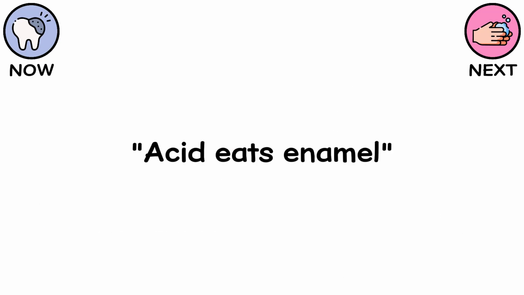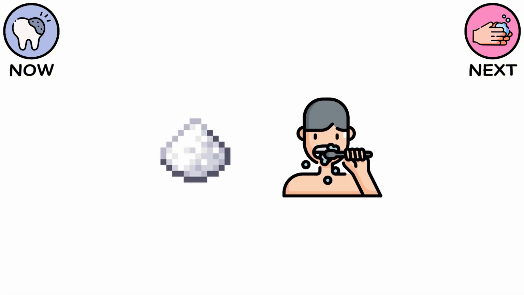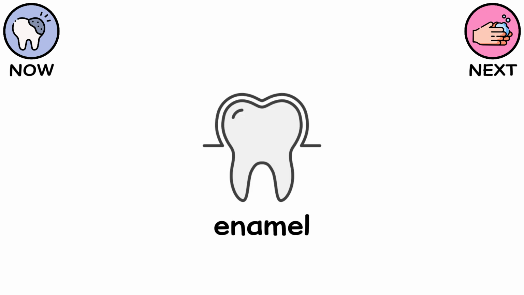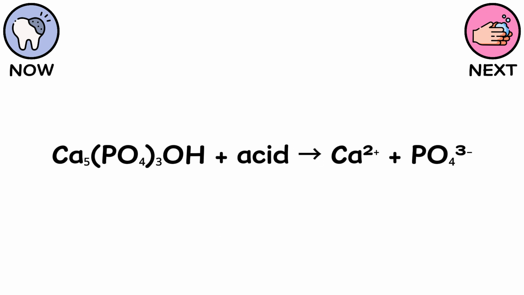Tooth decay. Acid eats enamel. Eat sugar, skip brushing, and you feed bacteria like Streptococcus mutans. They turn sugar into acid, which attacks enamel.